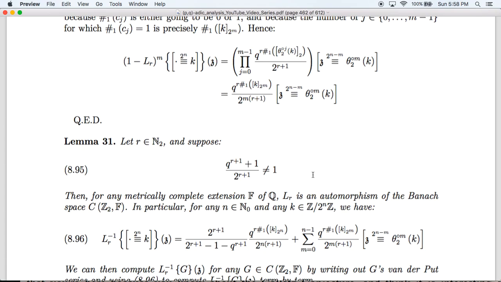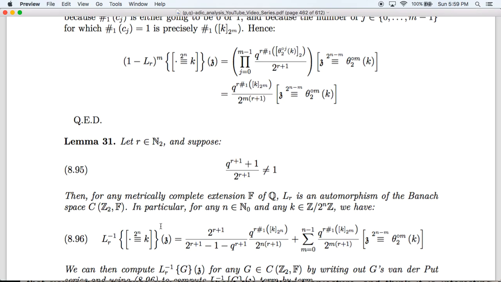Now, this argument I really enjoy because it's very silly. Let R be an integer greater than or equal to 2. And for this sake, let Q be, again, our odd prime. And suppose that this inequality holds. Then, for any metrically complete field extension F of Q, and actually this should be a valued field, LR is an automorphism of the Banach space of continuous functions from the 2-adic integers to F.